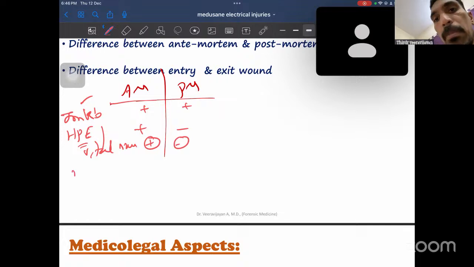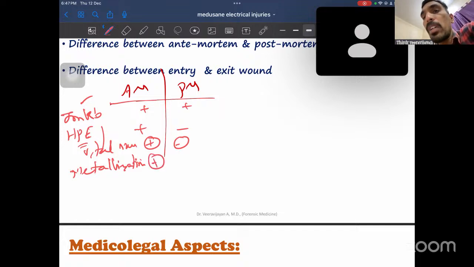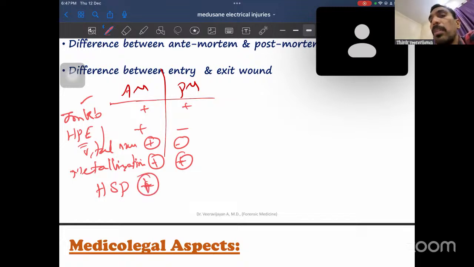Then another important thing is metallization. Metallization will be present both in antemortem and postmortem. These are the differences. Then an important recent advance to know in these differences is heat shock protein. The expression of heat shock protein will be seen only in antemortem electrical injury, not in postmortem electrical injury.